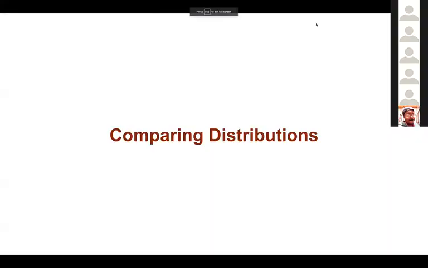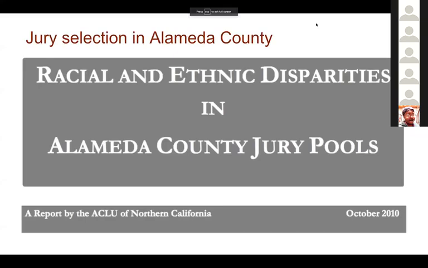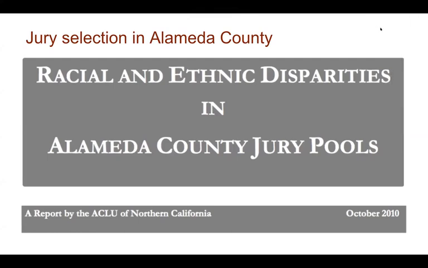And so the example that we'll take a look at comes from this ACLU report from 2010 that looked at, in particular, Alameda County in California. And it looked at the jury panel versus what the law said versus what actually happened. And so this is a good case to look at because they spent a lot of time collecting data and analyzing it, so we can grab their data.